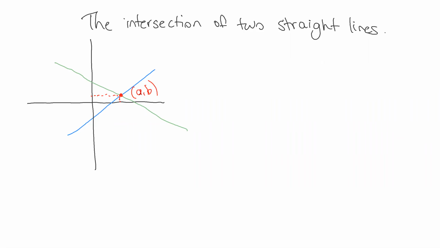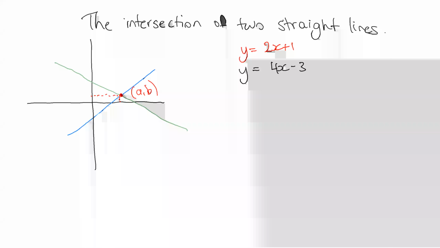So let's do an example. If you are given the equations of two lines, let's say y is equal to 2x plus 1, and y is equal to 4x minus 3. Now, if you did draw this on a graph, you can probably see where the intersection point is. But in terms of working this out mathematically, we need to make these two equations equal to each other. So we've got equation 1 and equation 2.